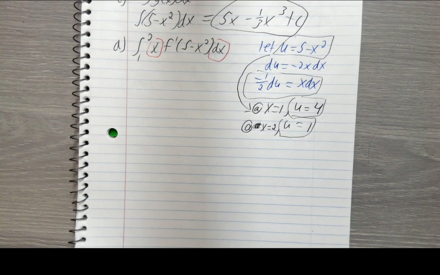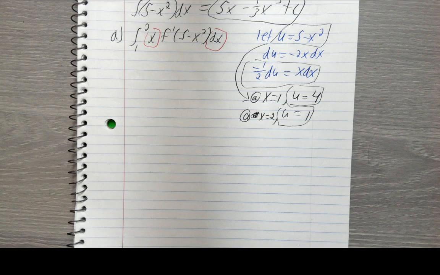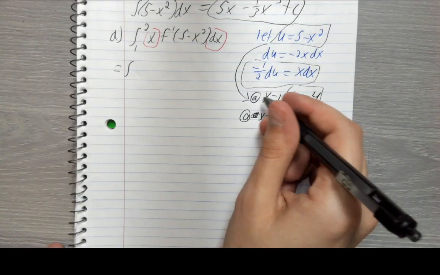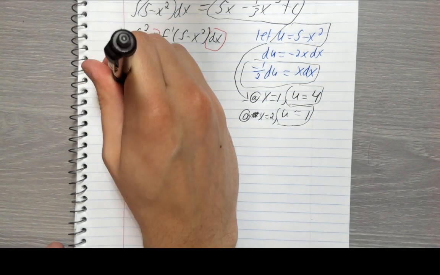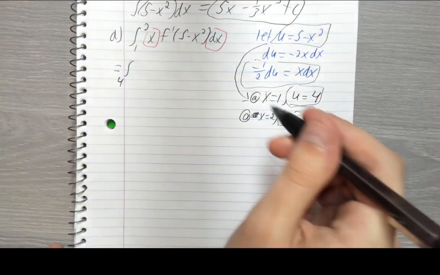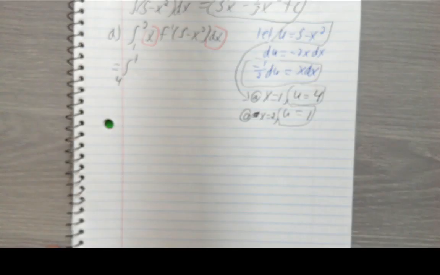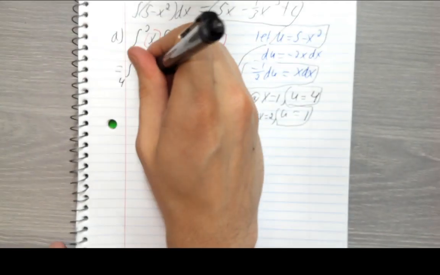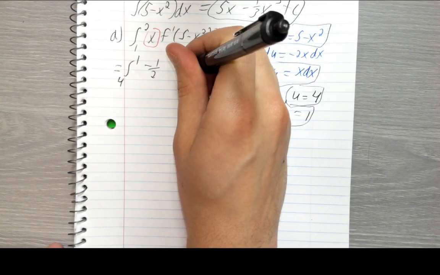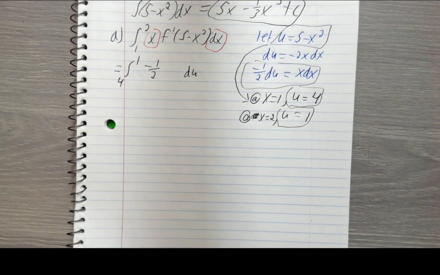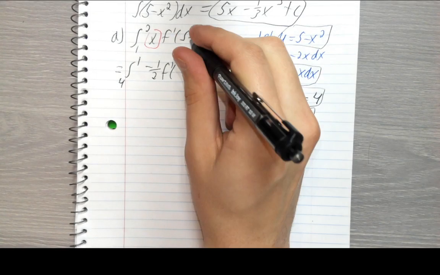All right, so now I can rewrite this integral. This is going to be equal to the integral from, instead of x equals 1, u equals 4. So my lower bound's 4. At x equals 2, my new upper bound is u equals 1. So 4 to 1. Instead of x dx, I now have negative 1/2 and then du. I like to put the du at the end. You don't need to, but for me it helps. And then you still have an f prime, and in this case, instead of 5 minus x squared, you have u.